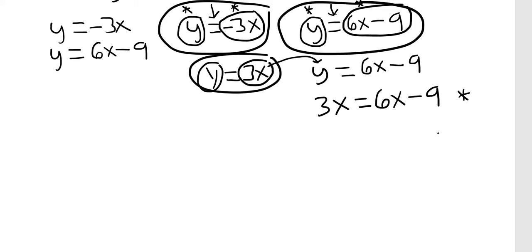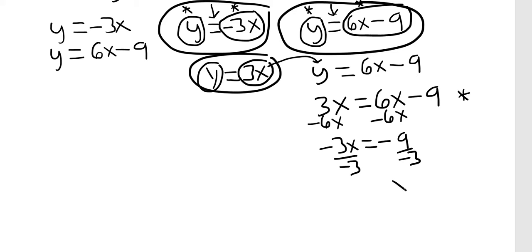And we can solve this equation for the x very easily. We want to get the two terms that have the same variable on the same side. So negative 3 times x equals negative 9. Then we divide by negative 3, so we get x equals positive 3. Okay, so we know our x value for our solution is 3.